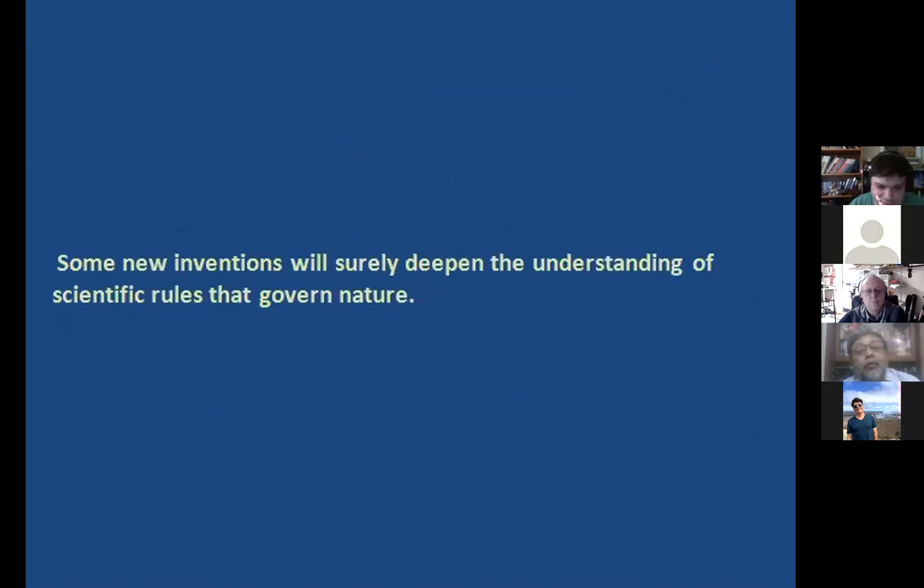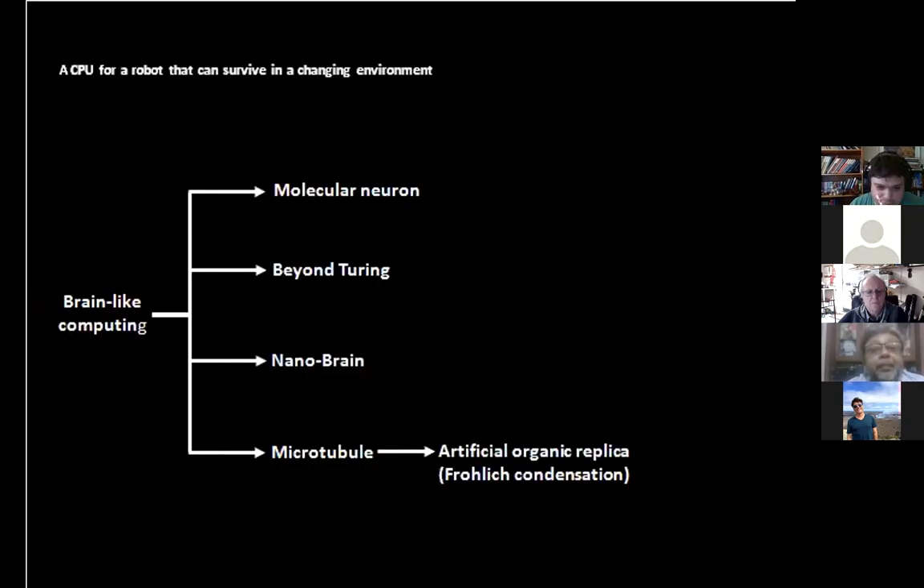Now, some new inventions will surely deepen the understanding of the scientific rules that govern nature. We see a CPU, a proton that can survive in the changing environment. So, brain-like computing with all the molecular neurons. Beyond Turing, because I'll come to that later on, we do not believe that the brain could be one Turing machine because of some constraints and all those things. We'll come to that later on.